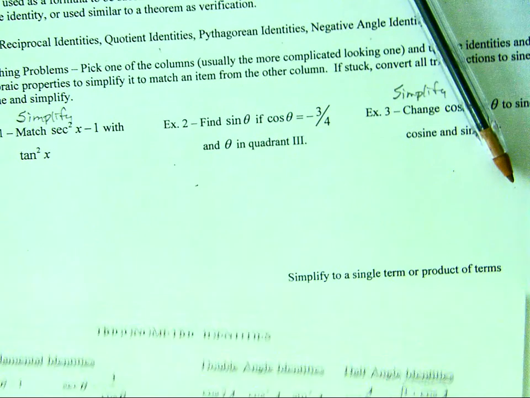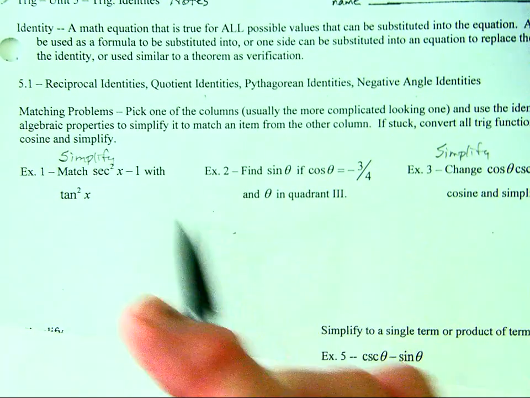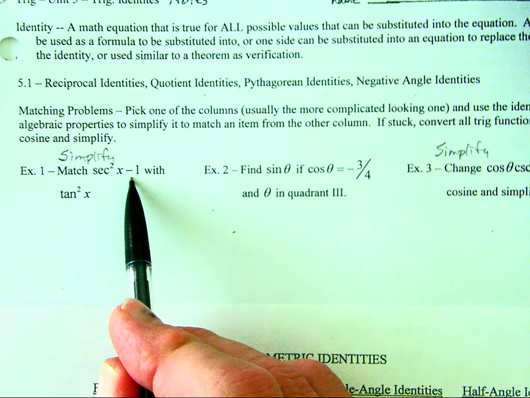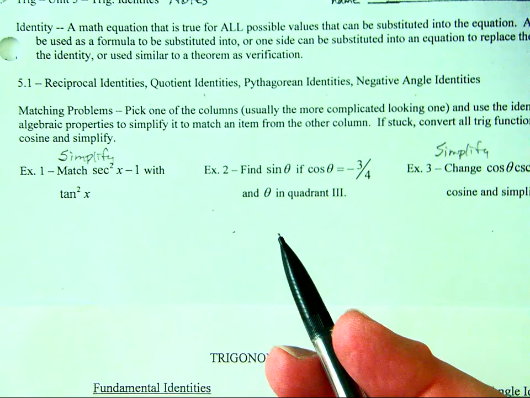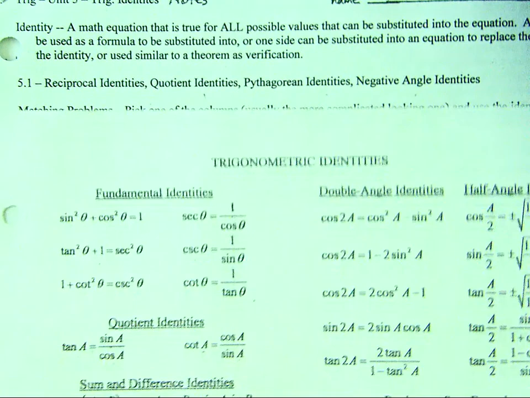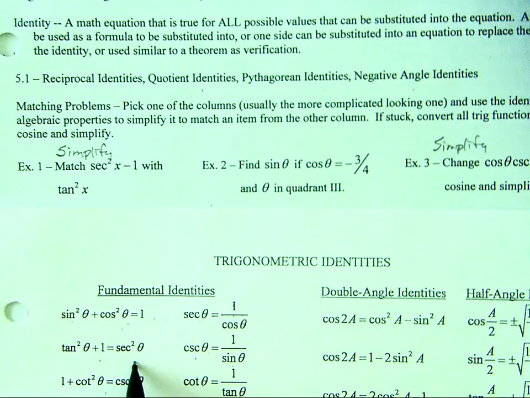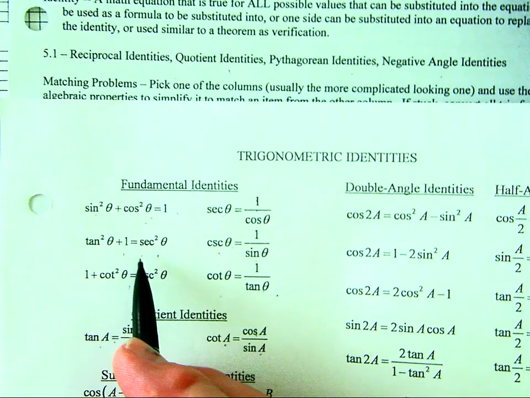Now these identities we can use in lots of different ways. A lot of times it's to simplify. Like if I had secant squared x minus 1, and I say I want to simplify that. This might be a matching problem. Well, if you look through your list of identities at any of them that have secant squared theta in it, we'll notice this one here. It says tangent squared plus 1 equals secant squared.